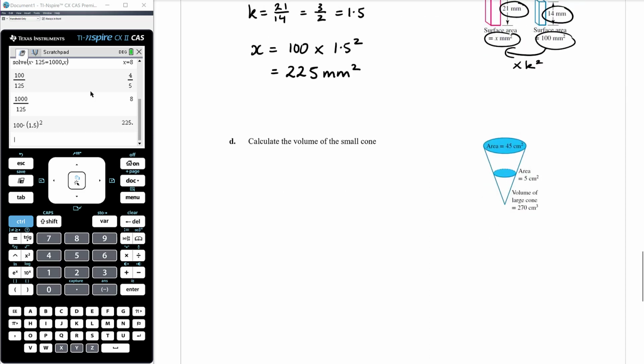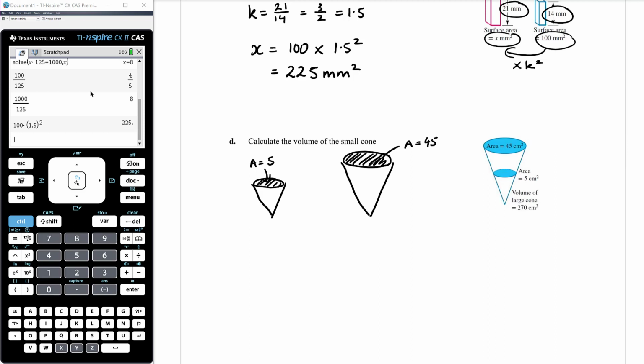Okay, part D, calculate the volume of the small cone. So we've got the areas of these two surfaces, 45 and 5, and we've got the volume of the larger cone. Okay, so maybe let's separate it out. So we've got the small cone and we've got the large cone. Okay, so we know that that area is 5 centimeters squared, and we know that that area is 45.